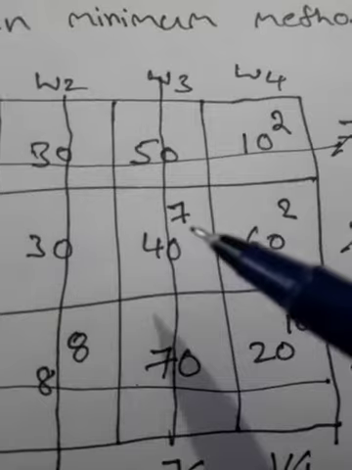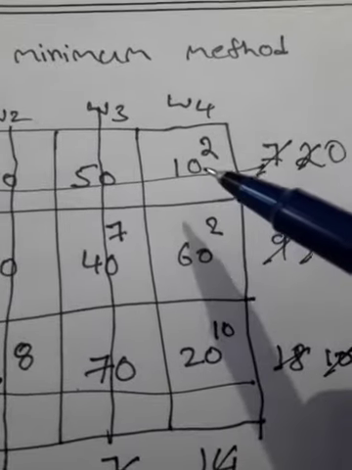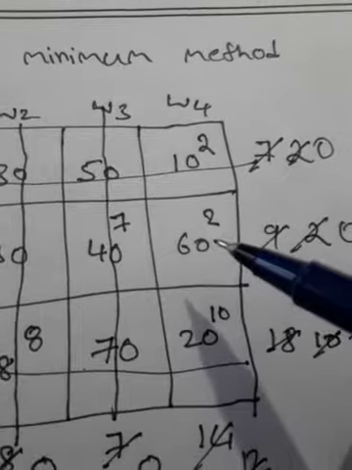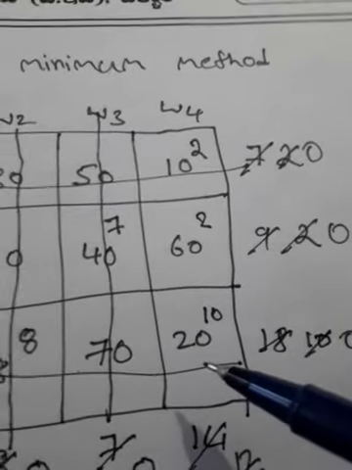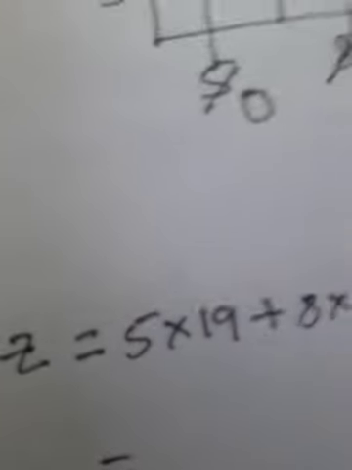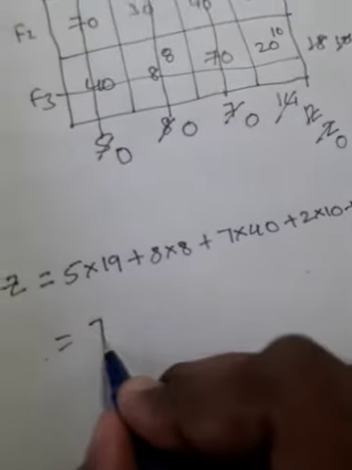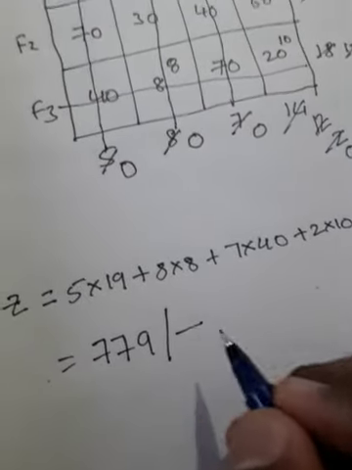Now we have to calculate the transportation cost Z. How do we calculate it? Whichever cells we have allocated, we consider those. 5 into 19 plus 8 into 8 plus 7 into 40 plus 2 into 10 plus 2 into 60 plus 10 into 20. That gives you the answer as 779. It is clear, right?